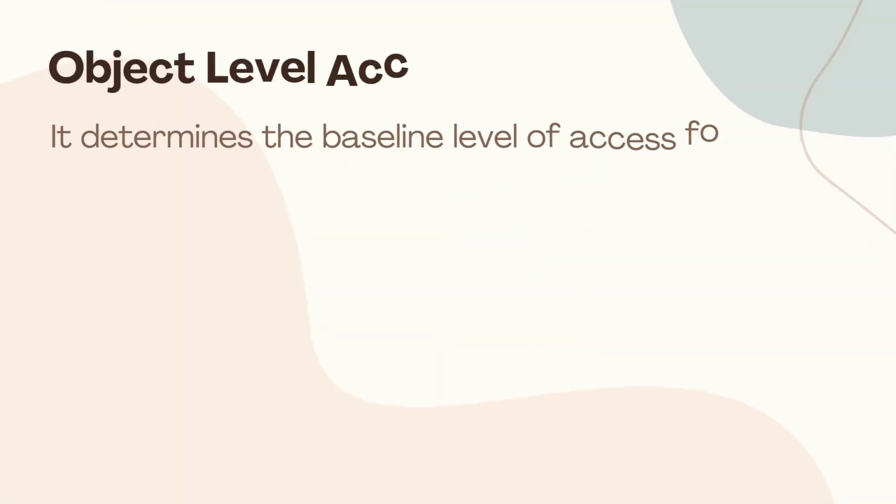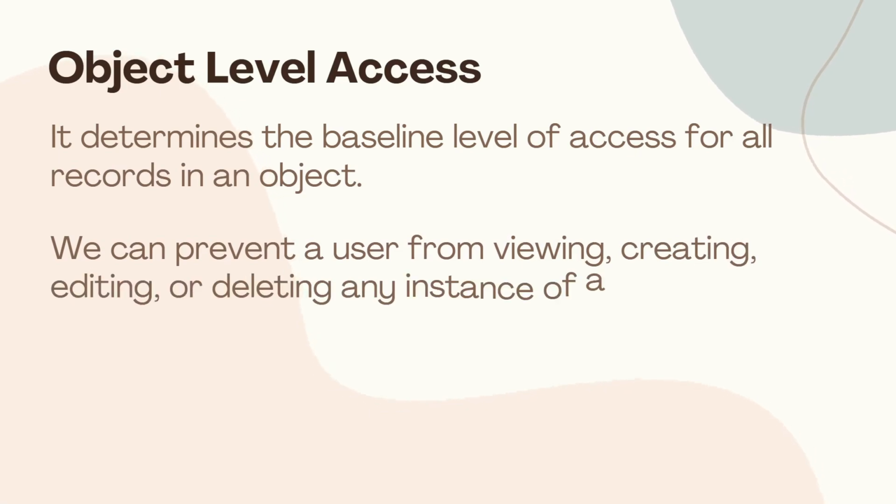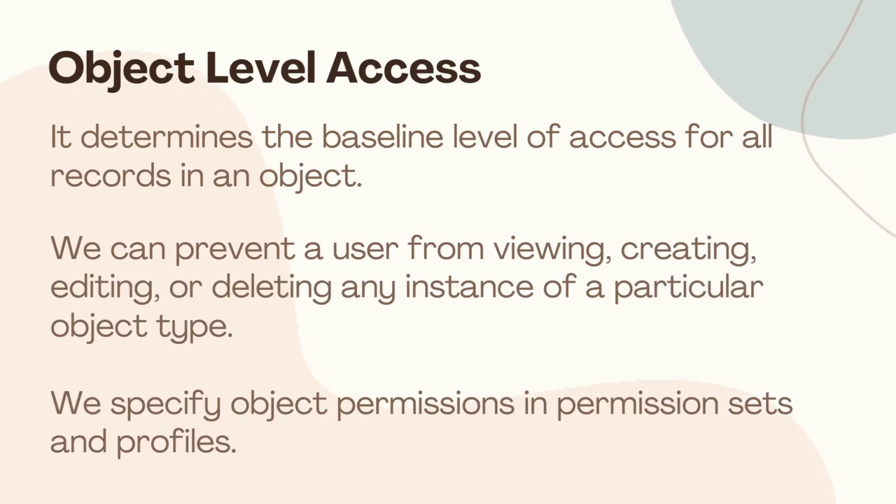First, let me explain what object level access is. It basically determines the baseline level of access for all records in an object. We can prevent a user from viewing, creating, editing, or deleting any instance of a particular object type. We specify object level access inside a permission set or profile. So basically in object level access, you control whether objects are editable or not, how objects are seen inside your Salesforce, or by which user they will be accessible.